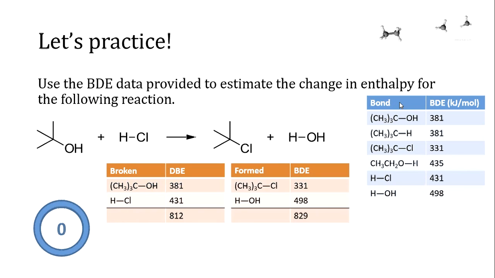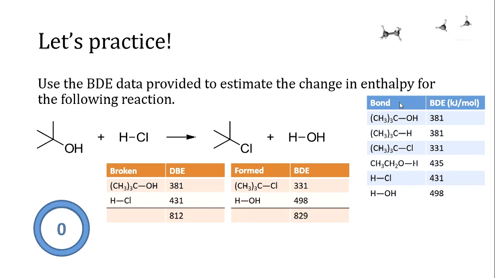There are two bonds being formed, the carbon-chlorine bond in the alkyl chloride and the hydrogen-oxygen bond in water. And the bond dissociation energies for those are 331 and 498 kilojoules per mole, for a total of 829 kilojoules per mole.